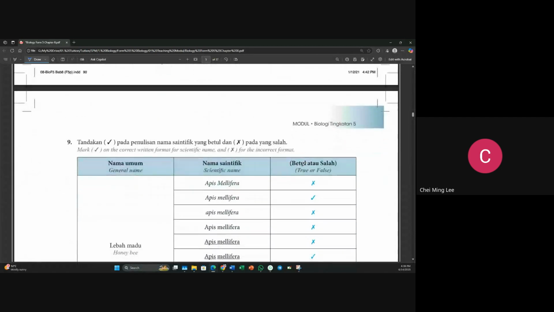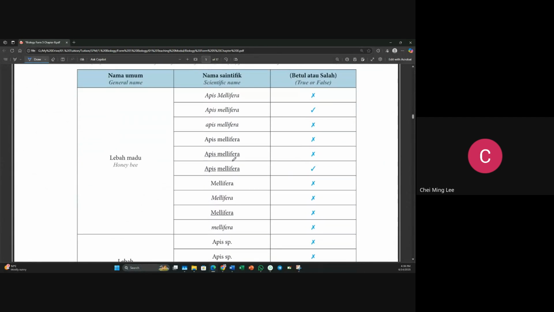Now let's see how they write it correct or wrong. Remember, first capital, then followed by small letters. So that is correct. And then there must be italics. No italics, cannot. Or if you don't want to italicize, you can use underline. Word by word, you cannot use a straight underline. Word by word underline, yes.